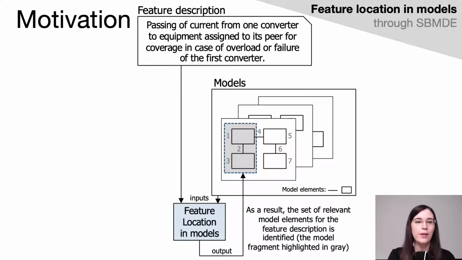For example, to locate a feature in models, a domain expert provides a description of a specific functionality. Then the description is used as a search query in a search-based model-driven engineering technique to locate the model fragment that is relevant for that feature. In this case, 3 model elements are identified as relevant, model element 1, 2, and 3, and they are highlighted in gray and they conform a model fragment.